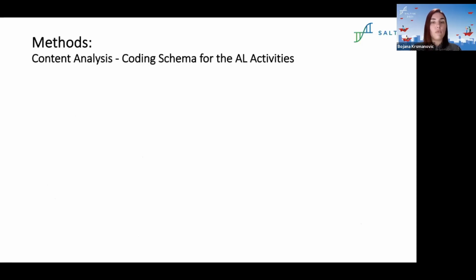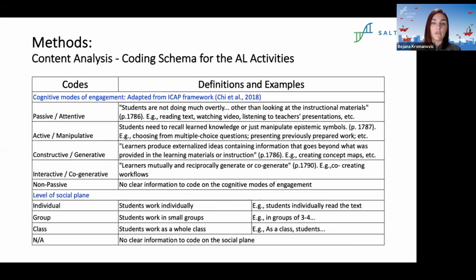So we came up with a coding schema for active learning activities using the cognitive modes of engagement adapted from the ICAP framework. In this table, you can see the codes in the first column, for example, passive, active, etc., and the definitions in the column to the right that we assigned to them according to the literature, to be applied to the rich data we had access to.